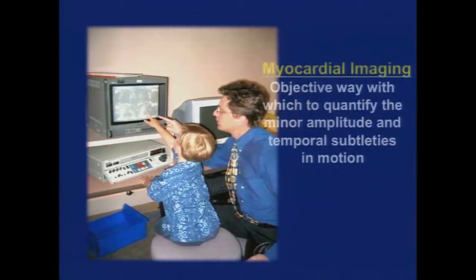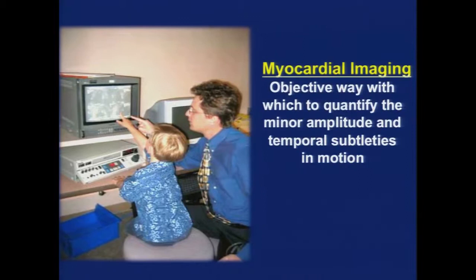But you see, along comes myocardial imaging. This really promises an objective way with which to begin to quantify the minor amplitude and temporal subtleties in motion. So now there would be some objective parameter to either confirm or dispute our subjective or visual interpretation of wall motion. And so perhaps there would be less inter-observer variability in the interpretation of function.